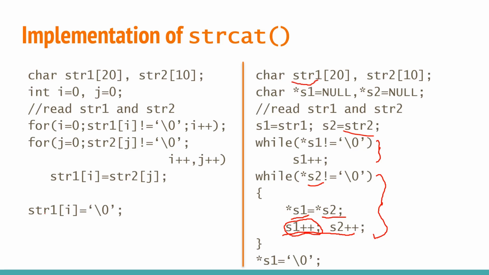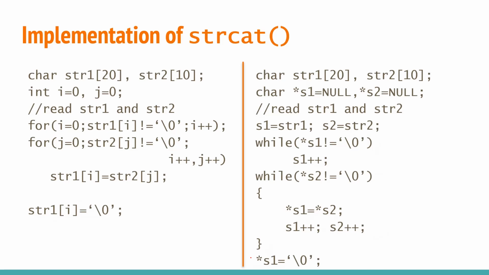You can see here, in array notation also I used backslash 0. Here also I used backslash 0. The only difference is that here it's index notation, and here it's pointer notation. So star s1 points to the value. Hope you understood the differences between index notation and pointer notation.